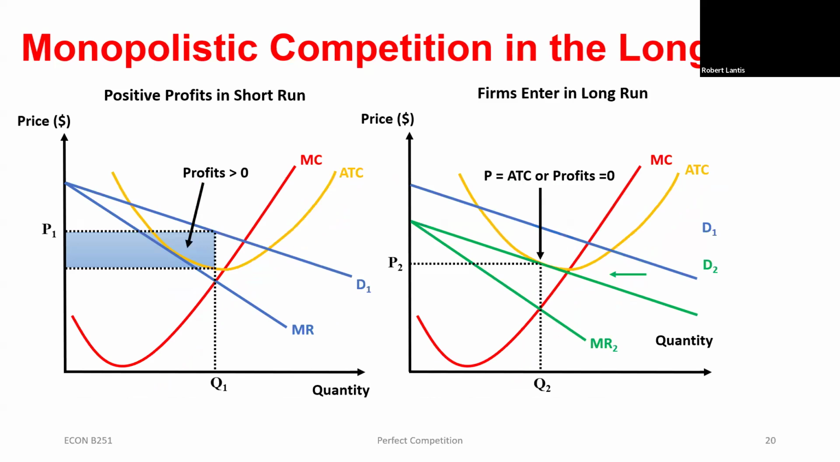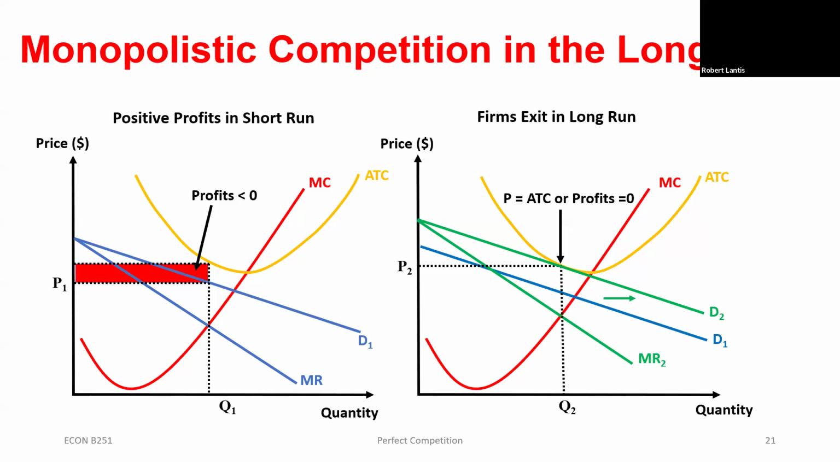In a perfectly competitive market, if we had negative profits, we said firms would exit, right? That's going to decrease our supply curve, pushing the price up until prices are high enough to where profits are zero.